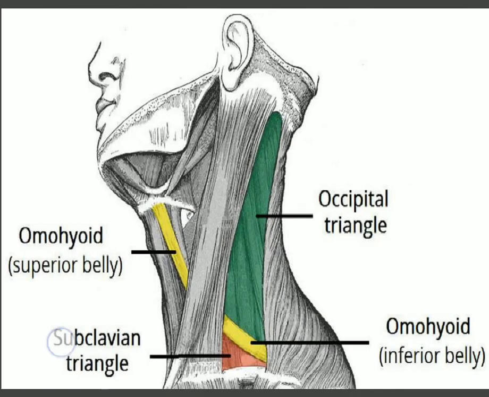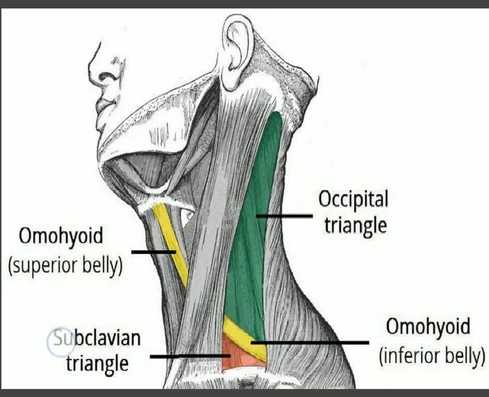So you can see in the figure here, this entire area is the posterior triangle, and you can see a larger green portion and a smaller red portion. These two portions are divided by this muscle. This is the omohyoid muscle, this is the superior belly, and this is the inferior belly.